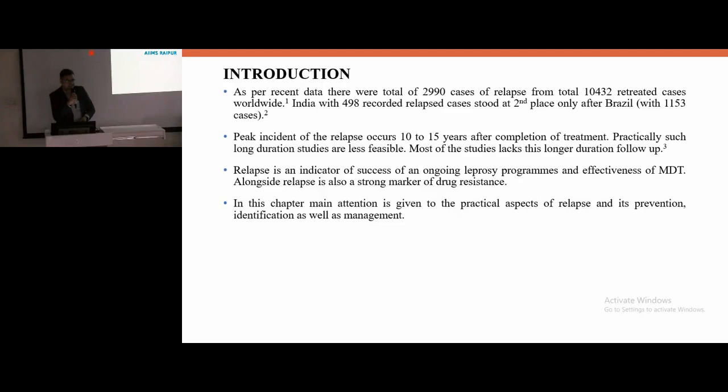The DermLab survey that we carried out had more than 4,000 patients of Hansen's disease overall, but only 3 patients were noted as relapse cases among those 4,000 cases reported by dermatologists. Relapse is important because it is an indicator of the success of an ongoing leprosy program and the effectiveness of the treatment regime, the multi-drug therapy. It could also be a strong marker of drug resistance.